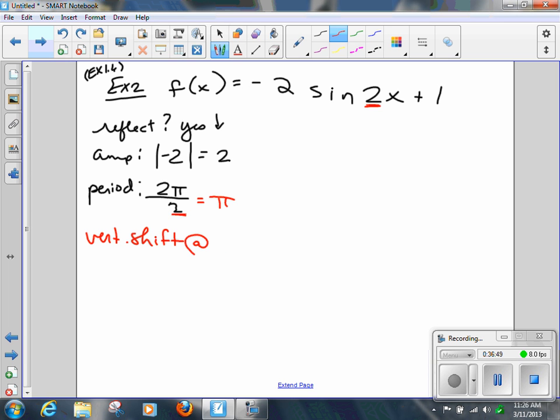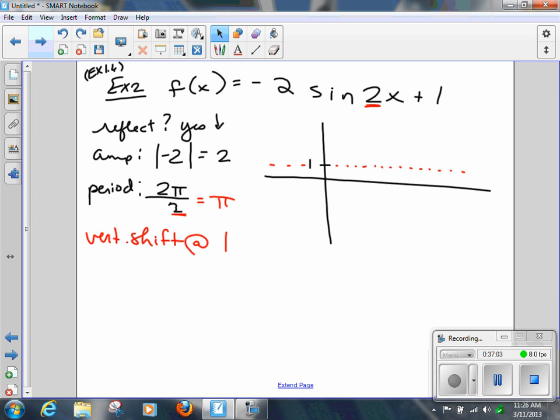At 1. Do I have enough information to start graphing? Yes, here we go. All right, oscillation line at 1. And I've got to go 2 above, so 2, 3, and 2 below, 0, -1. You guys buy that? Okay. You with me so far?